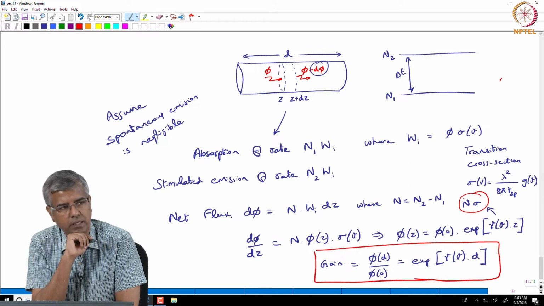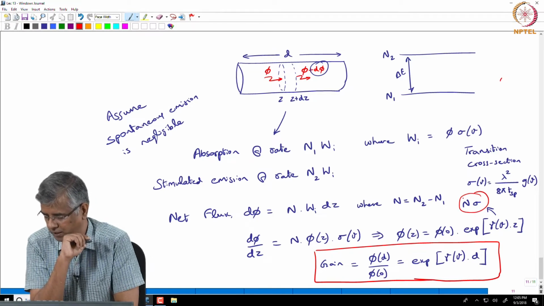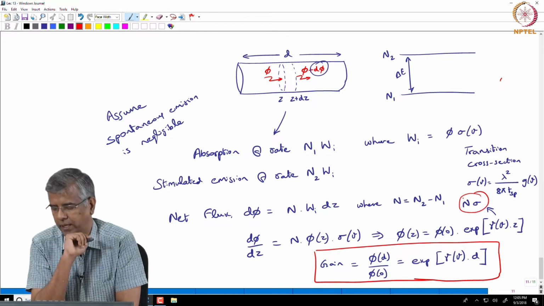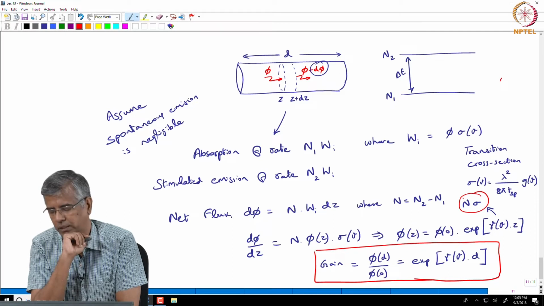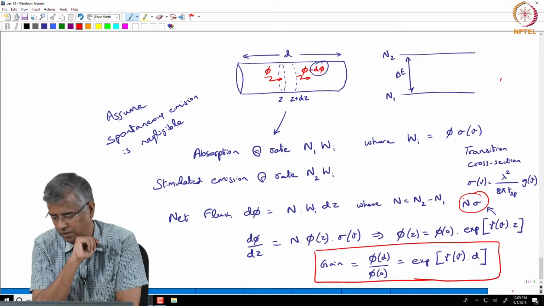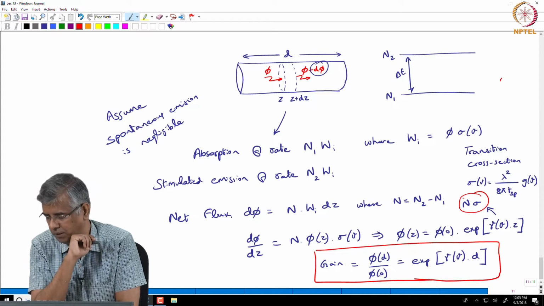That is essentially the number of excited ions versus the number of ions in the ground state, that is n2 minus n1, multiplied by sigma, where sigma we define as the transition cross section. We assumed that the transition cross section is actually equal for both the emission as well as the absorption. That is how we came up with this common term.